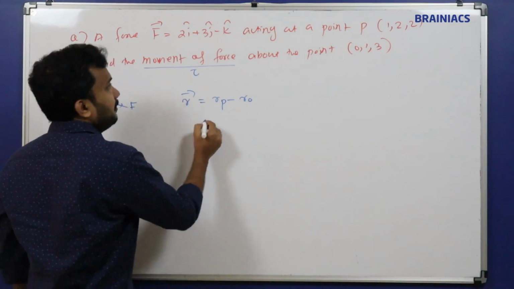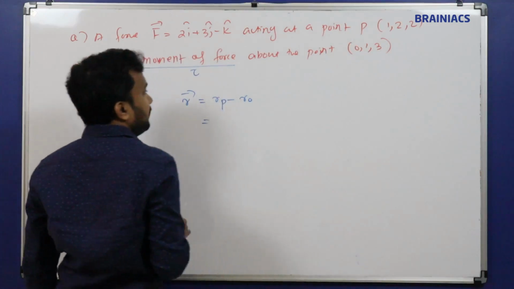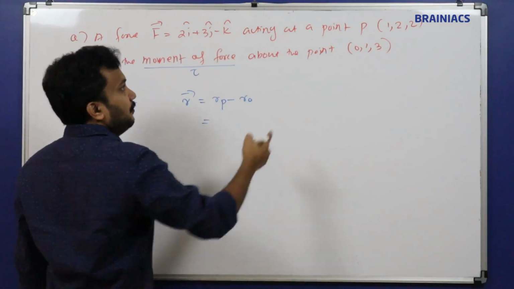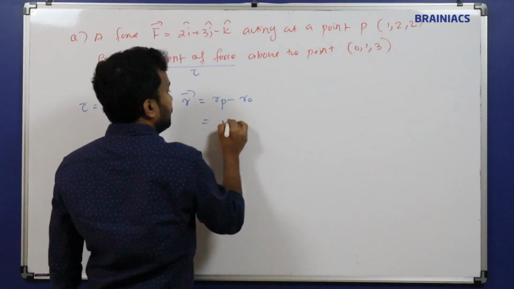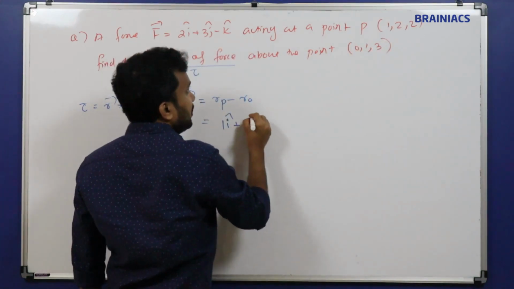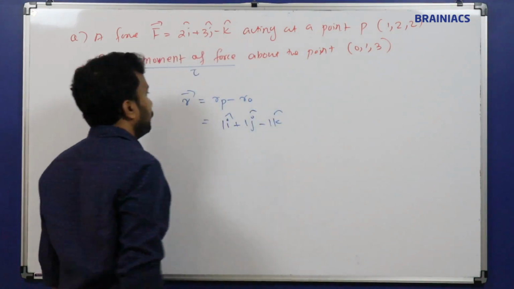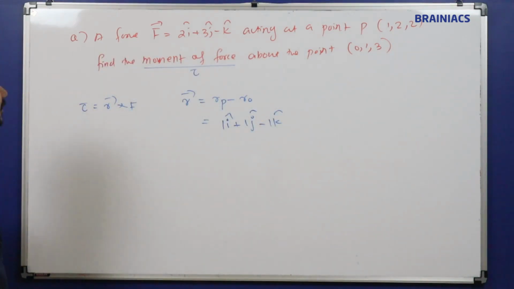Okay, so the same concept will be here. We are subtracting these two in order, and we will get the i, j, k components. 1 minus 0 means 1i. 2 minus 1 means 1j. 2 minus 3 means minus 1k. So the r vector we got, and F is already given.